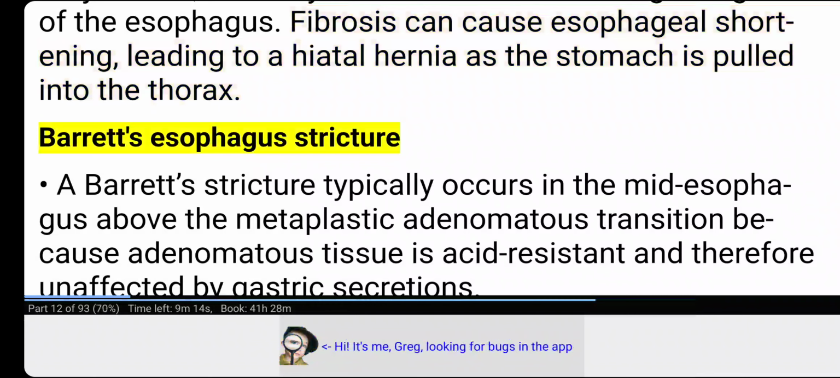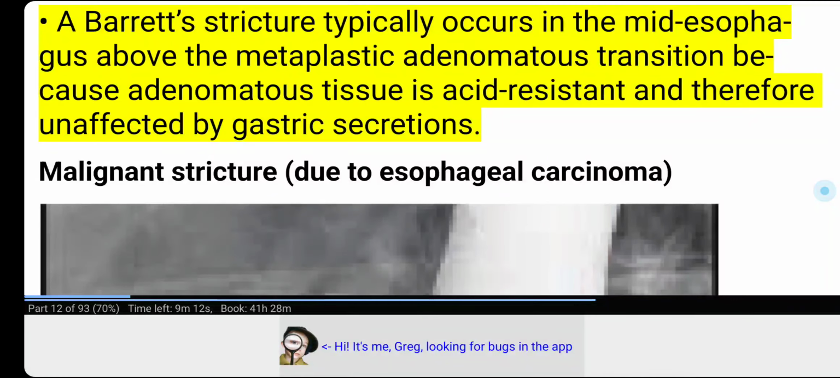Barrett's esophagus stricture. A Barrett's stricture typically occurs in the mid-esophagus above the metaplastic adenomatous transition because adenomatous tissue is acid-resistant and therefore unaffected by gastric secretions.